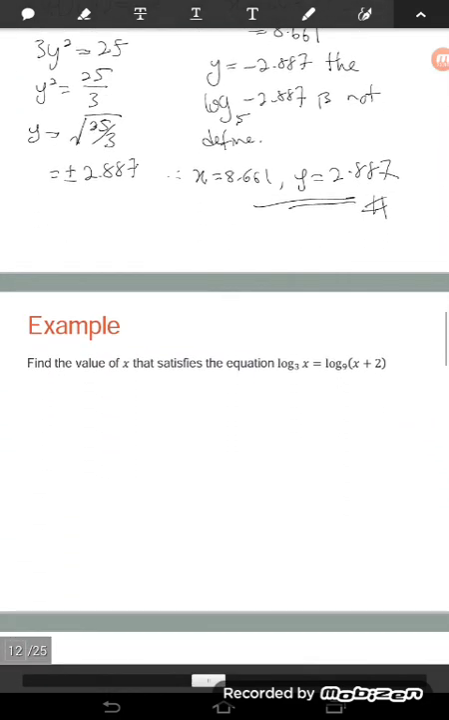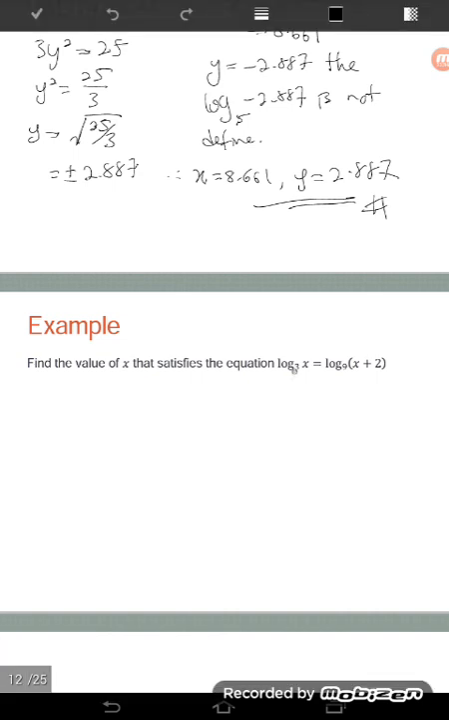Okay, so another example. Log x base 3 is equal to log x plus 2 base 9. The bases are not the same, 9 and here is 3. So therefore we need to make the base the same. In order to make the base the same, we need to change this base 9 into base 3. Usually we change the bigger base to the smaller one.